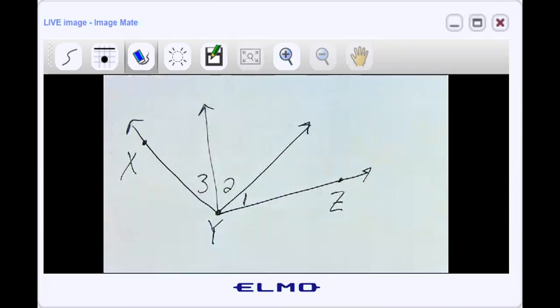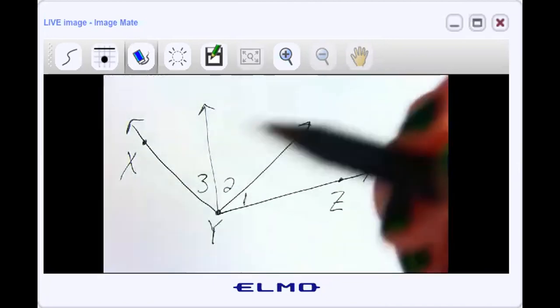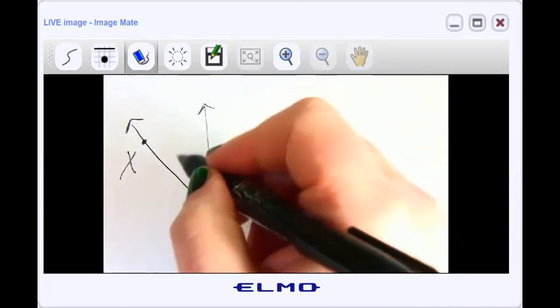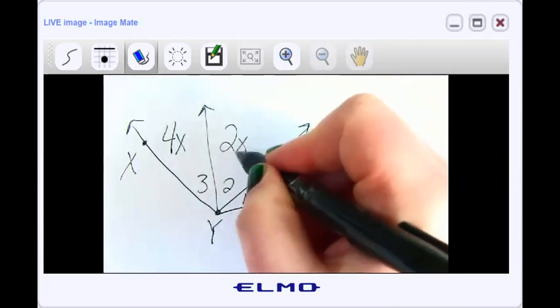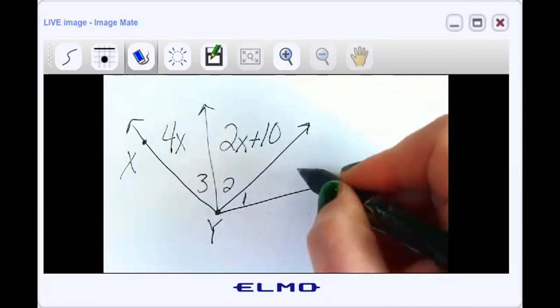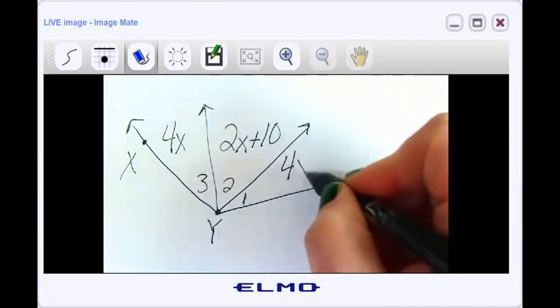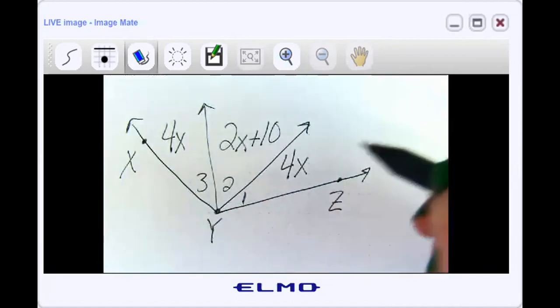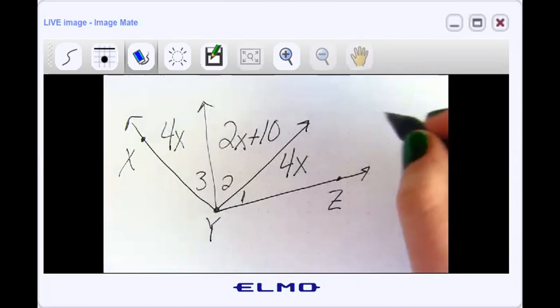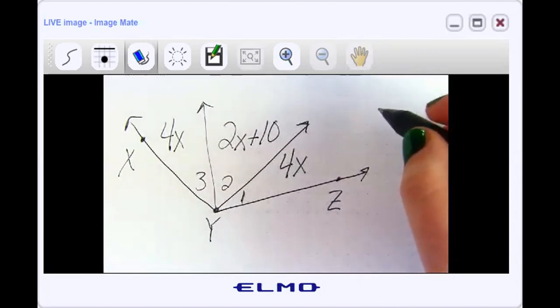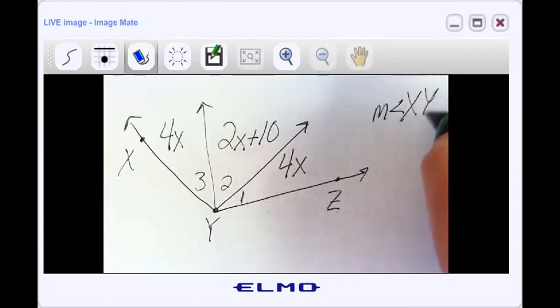Okay, so let me give you some values here. And I'm going to draw them right on the diagram. Let's say that angle 3 is 4x. This one, let's make it 2x plus 10. And then this one, I think I mean for it to be 4x. Why not? Those can be the same. And let's say that the whole angle is 110 degrees.